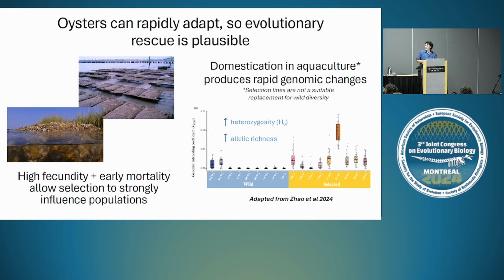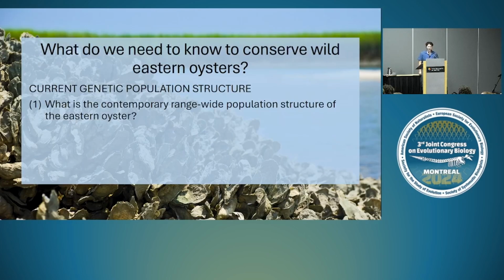So in this plot, we can see wild oysters in blue and selection lines in yellow with runs of homozygosity on the Y. And after just a few generations of breeding and selection, or in domestication, we see increased runs of homozygosity in our selection lines, and increased heterozygosity and allelic richness remain in our wild populations. So with all of this, what do we need to know in order to conserve the diversity that exists in current wild populations of eastern oysters?